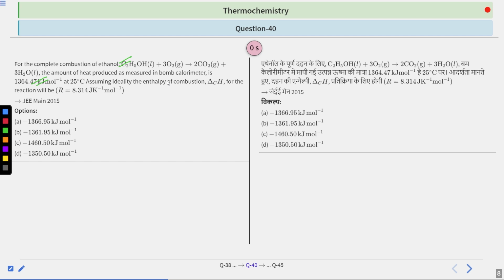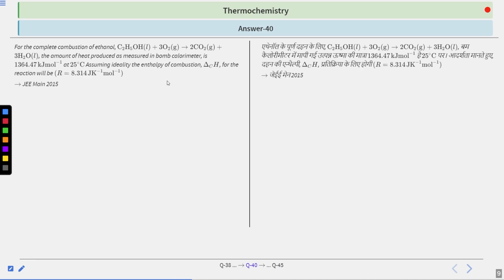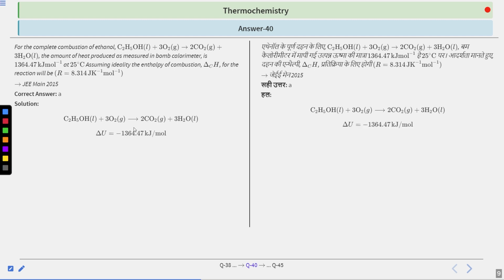Okay, so your time is up. Let us move to the solution and see how we can solve it. The question was saying that you are burning ethanol, and during that combustion the heat produced is 1364.47 kilojoule per mole. Now for the same reaction you have to calculate the delta H combustion. Your R was also given, which is 8.314 joule per Kelvin per mole. As I said, for those who solved, the correct answer is A. So what will be the solution? This is our equation. I have already mentioned that all of these are happening at constant volume in the case of a bomb calorimeter.